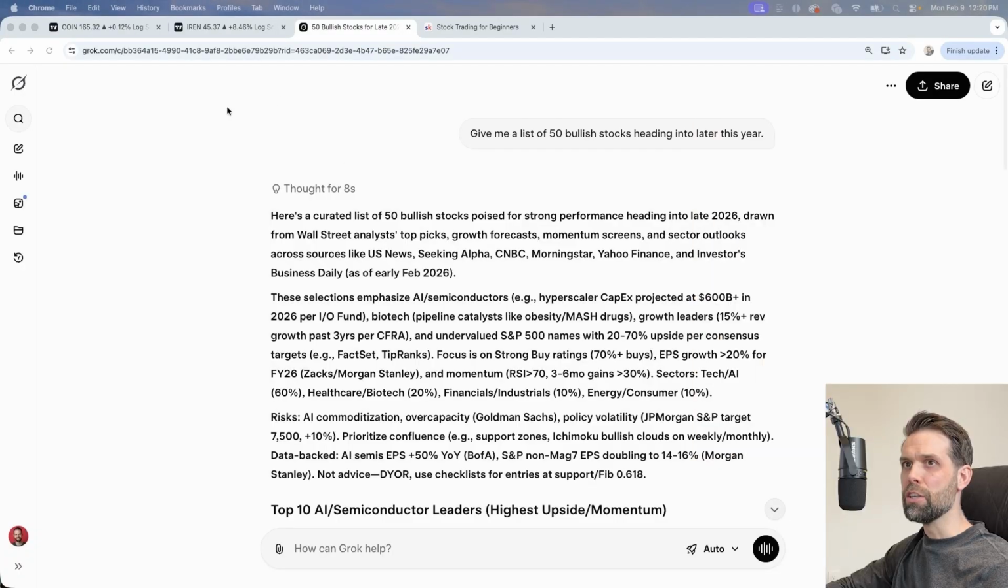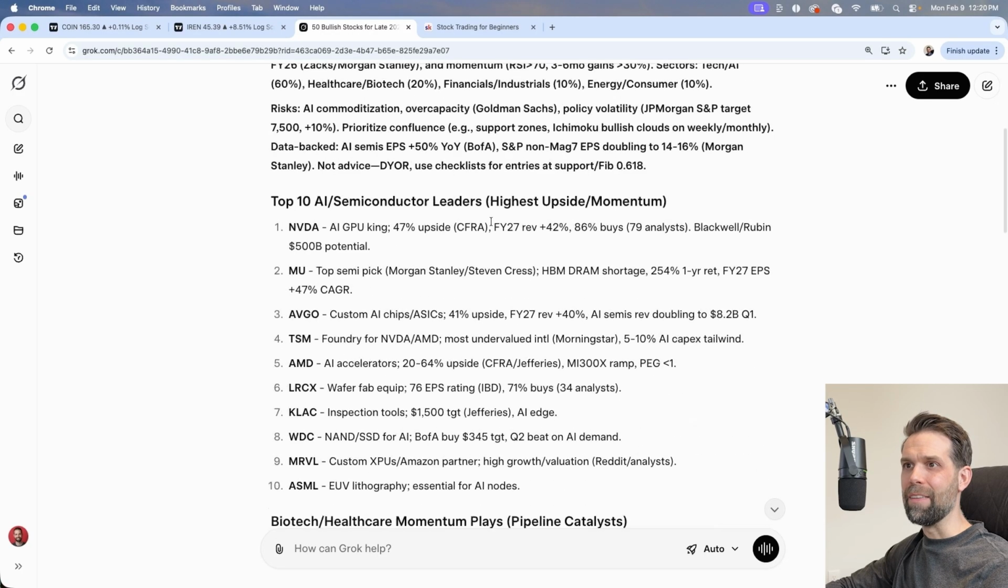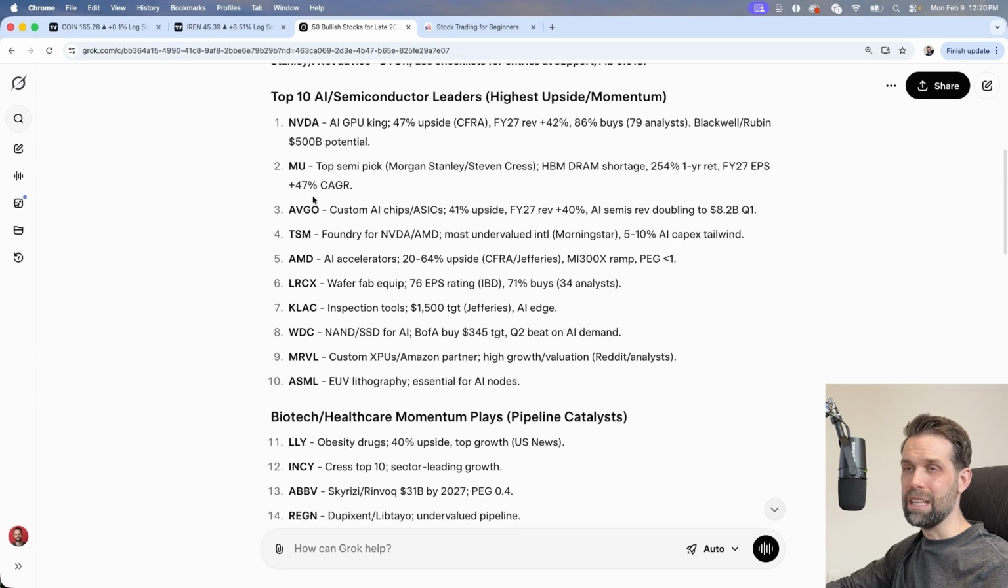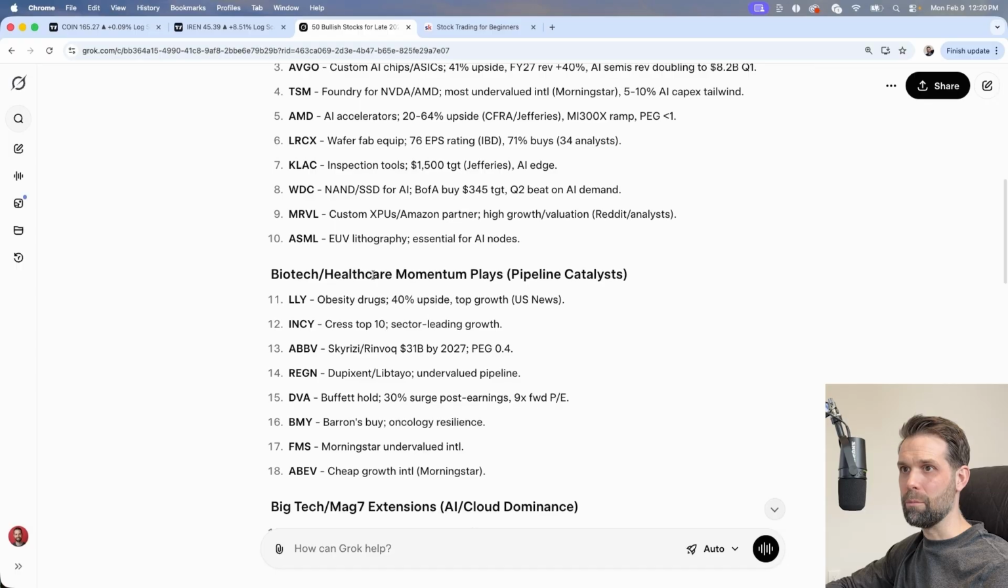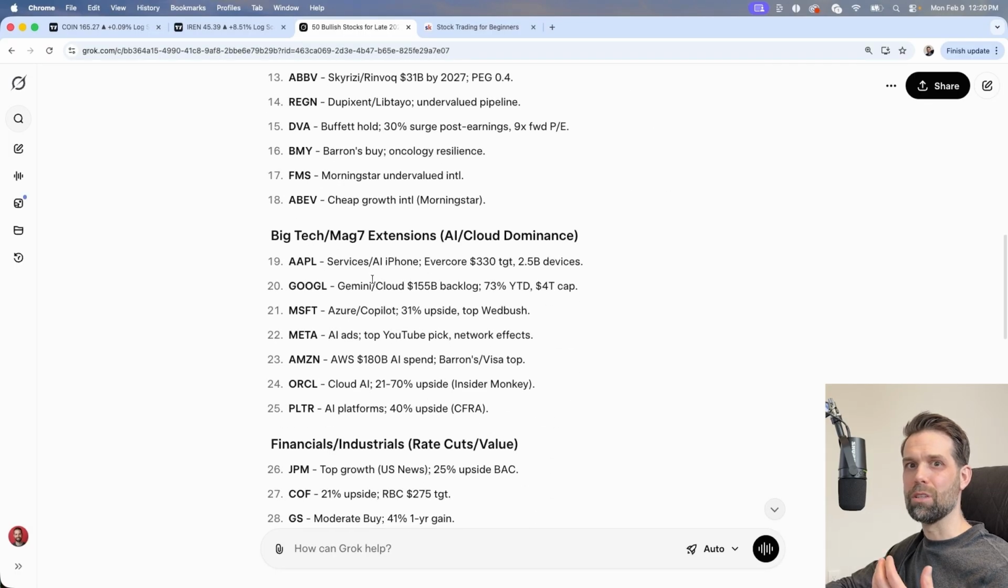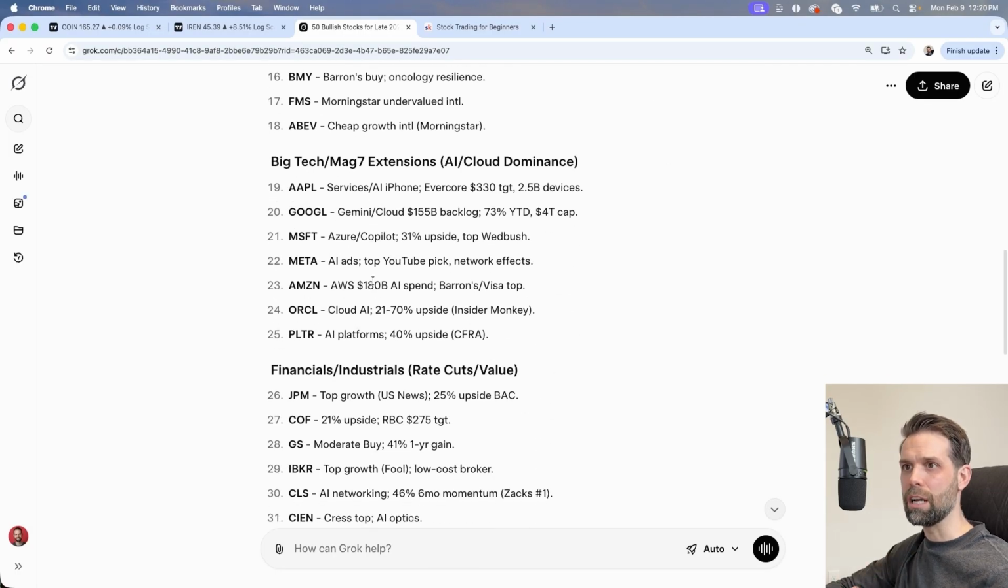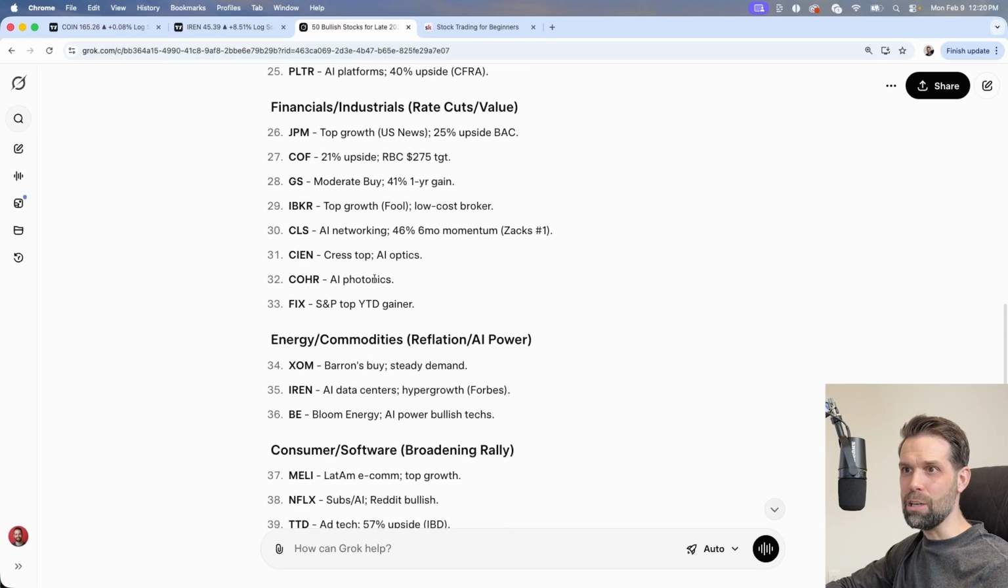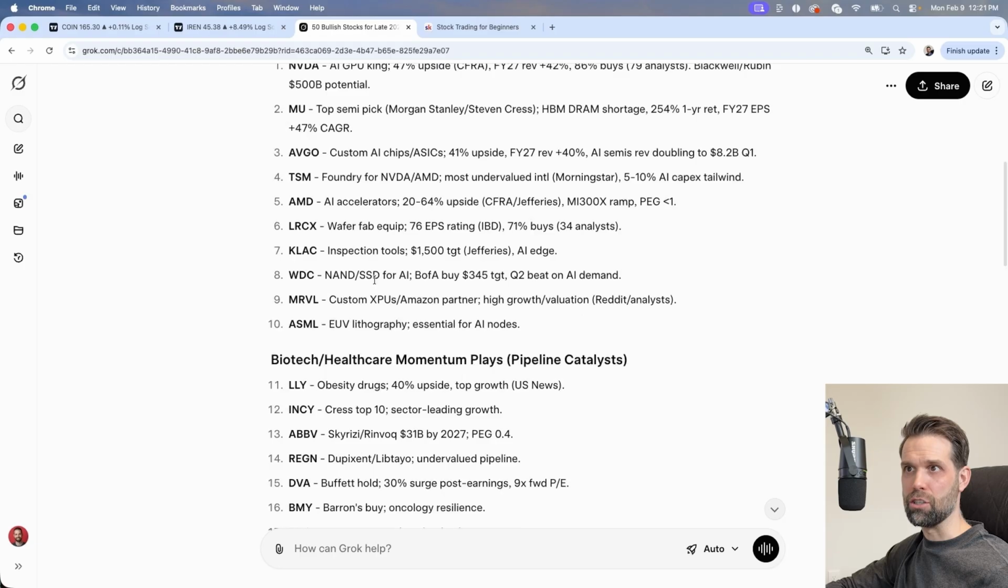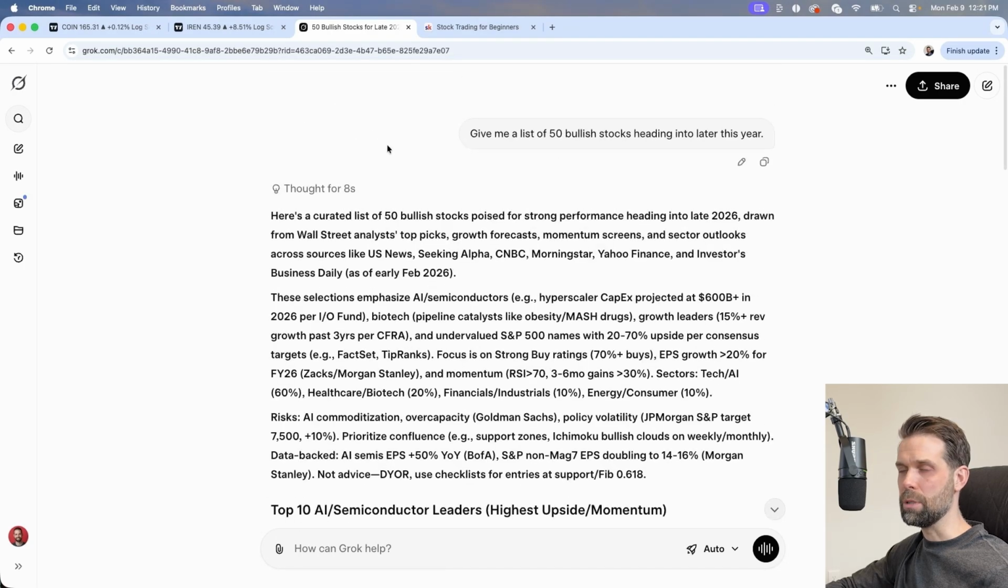Here I just have Grok pulled up and I posted a prompt which read, give me a list of 50 bullish stocks heading into later this year. Grok is going to give a list of AI semiconductor leaders, biotech and healthcare momentum plays, and so on. You can ask it to create a list that you can copy and paste into TradingView. This is an easy, great place to start evaluating stocks that are potentially bullish. Grok can do this, ChatGPT can do this, and you can get even more specific with your prompt.